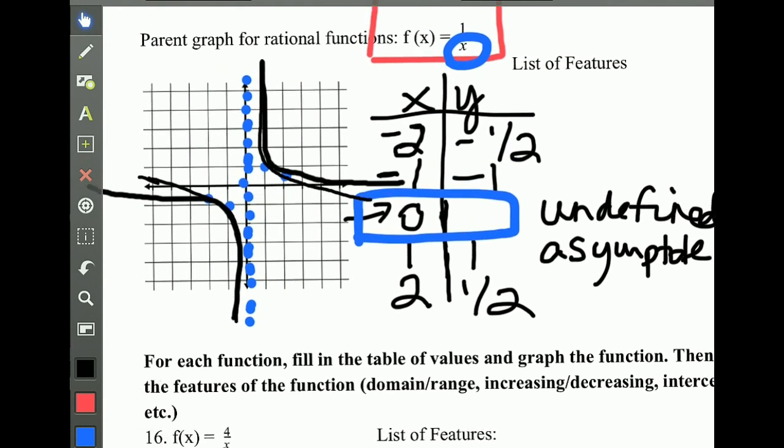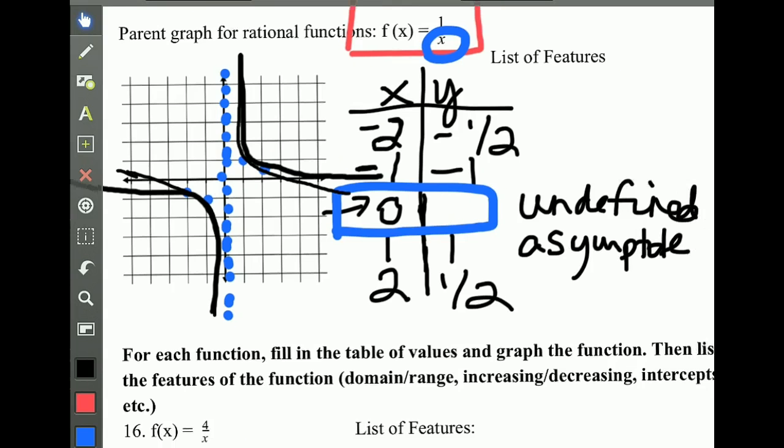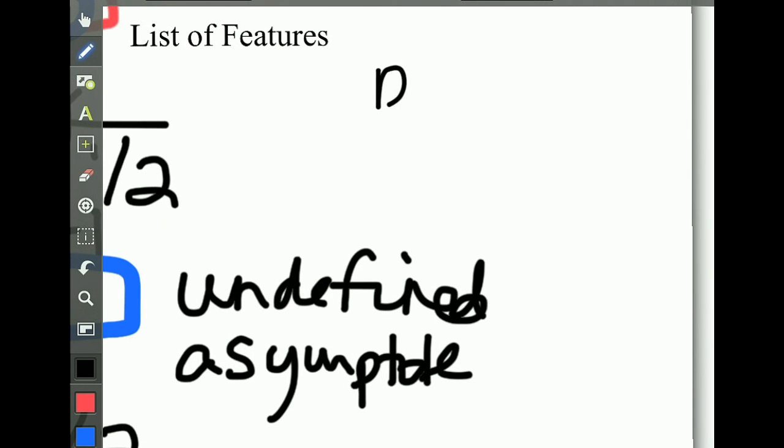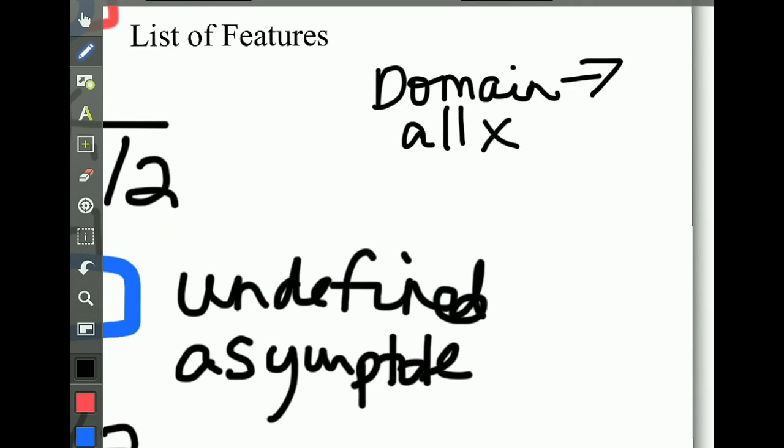Our domain is all x's except for 0, because that's where our asymptote is. And our range is all real numbers.